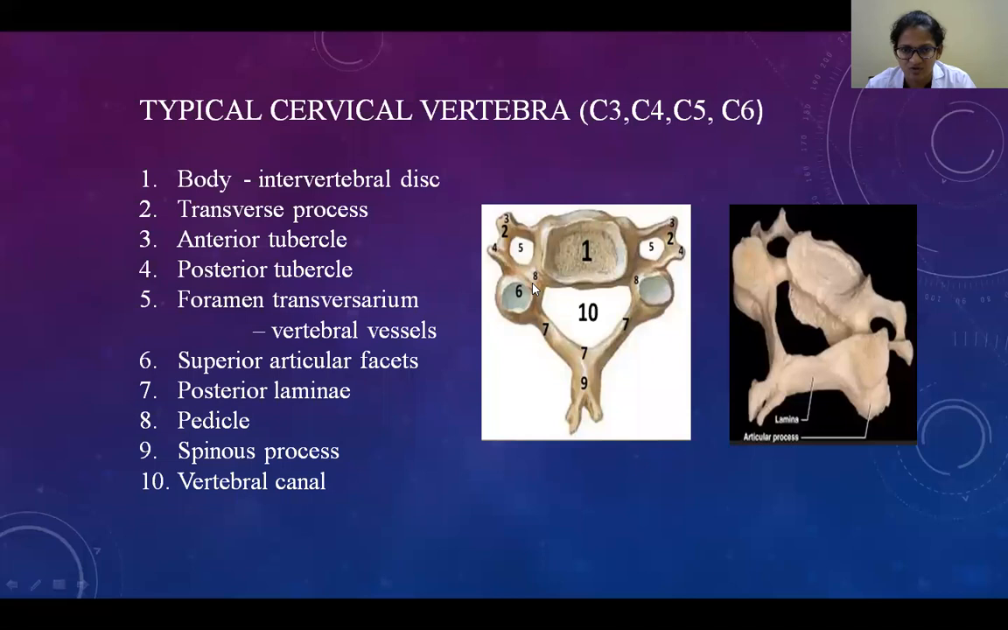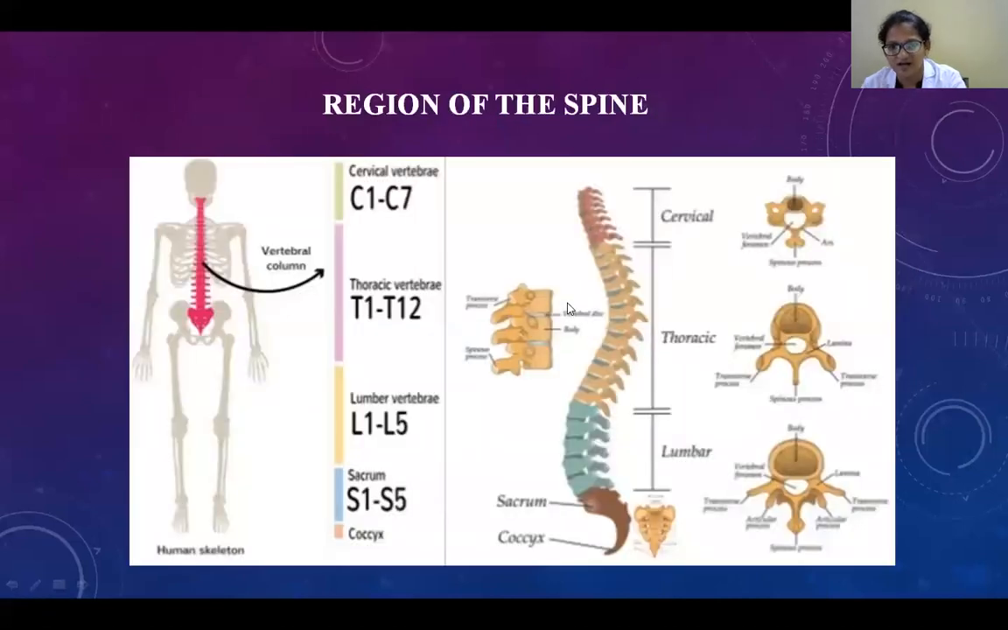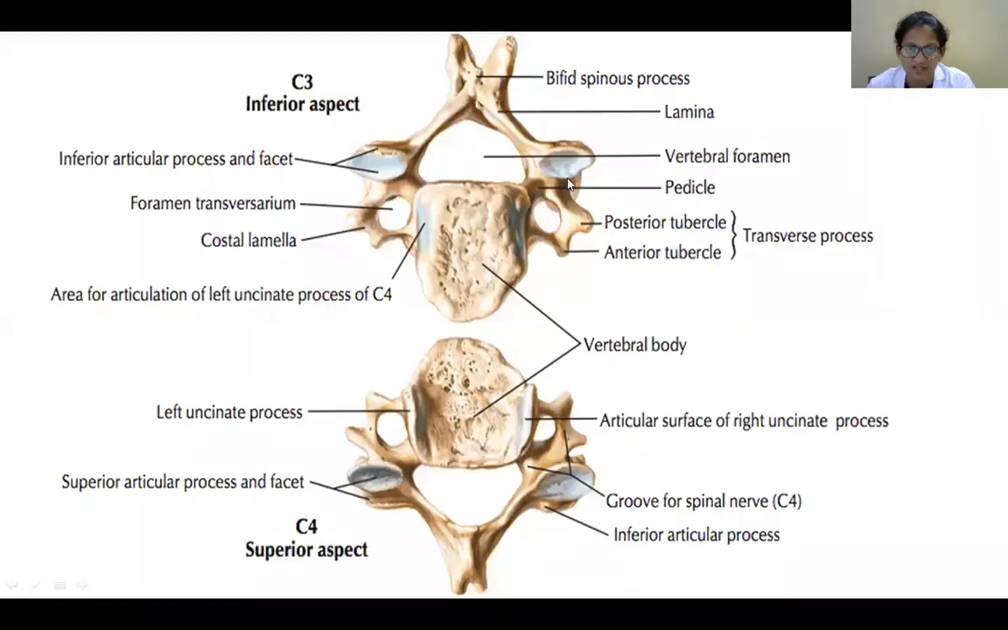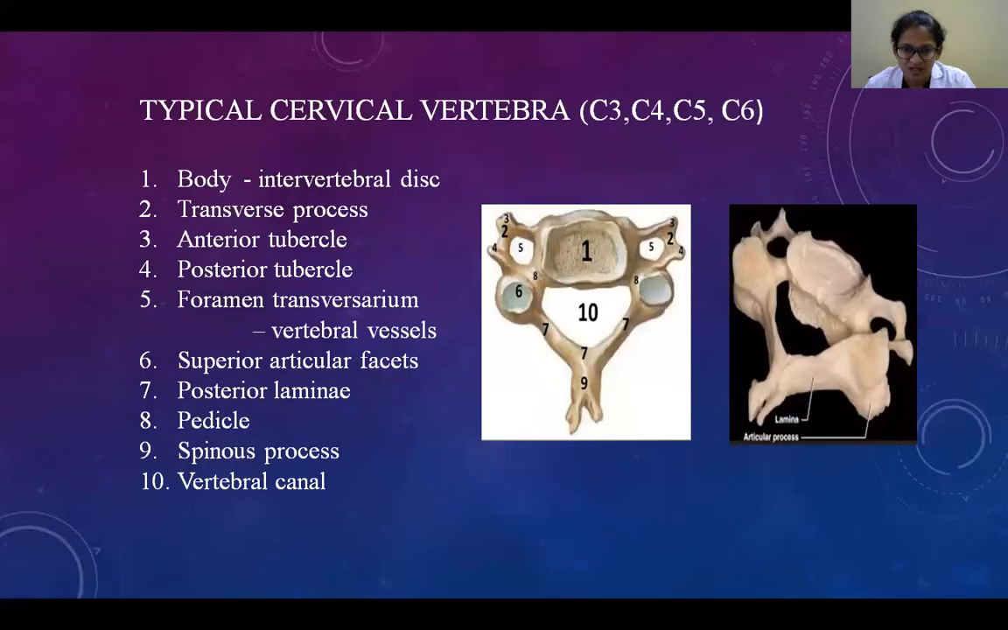First, the superior articular facet. It faces backwards, upwards and medially. See the direction of the superior articular facets: backwards, upwards, medially. Whereas the inferior articular facets face forwards, anteriorly. These are the main structures in the cervical vertebra.